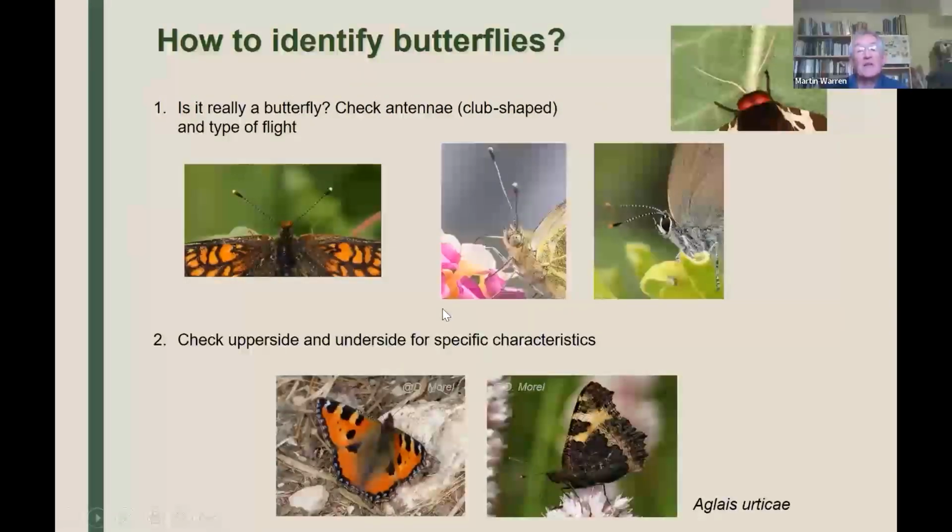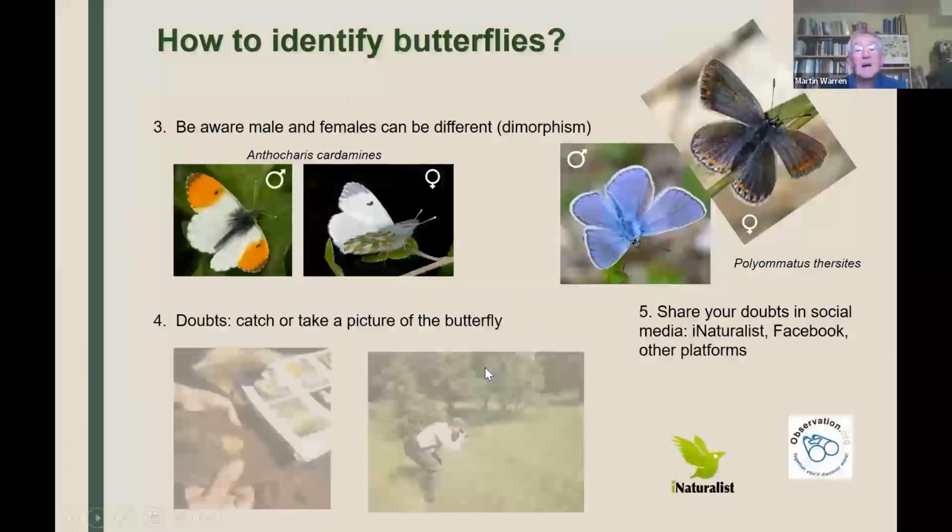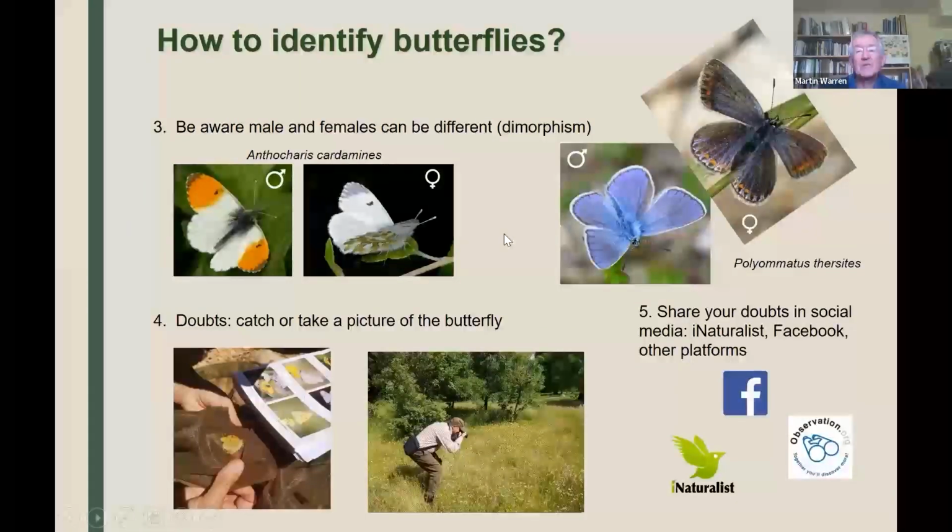So basically the first thing to do, particularly if you can take a photo, is to check the antenna, and if they're clubbed antenna, then obviously it'll be in the butterfly books. But if they're not, like this one here, which has a filamentous antenna, that's a moth. So identifying butterflies, this is just a very crash course, just to get you thinking about how to do it. Starting off with just the common species is relatively straightforward.